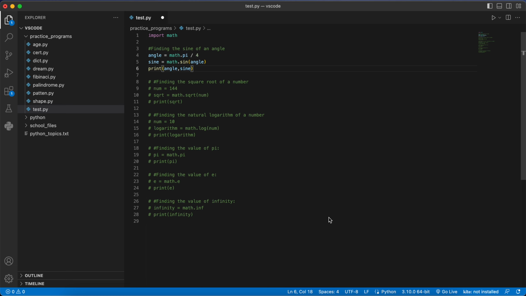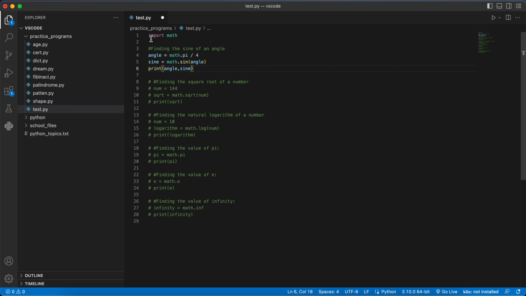So today we are going to be talking about the math module in Python. You will be wondering, what is a math module? The math module provides various mathematical functions that can be used in Python programs. To use the math module in Python, first we need to import it.